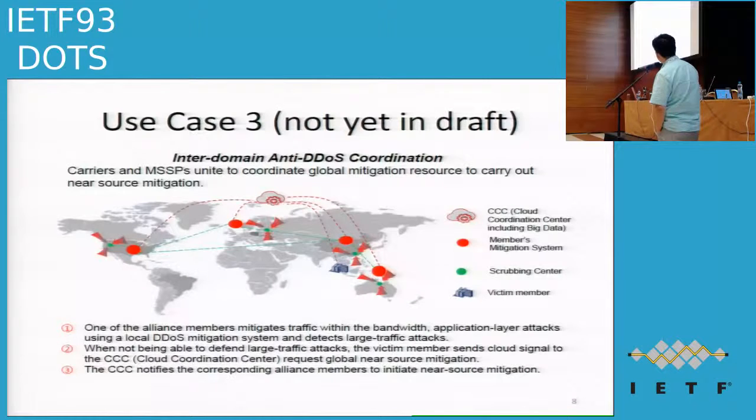We are planning to add one more use case in the next version. It's about inter-domain anti-DDoS coordination. Actually, the technology is very similar to the intra-domain anti-DDoS solution. I think the key difference or key difficulty is how to construct the trust or authentication relation between the different vendors. If we can have a trust model between the different operators, we can achieve the inter-domain anti-DDoS goal.